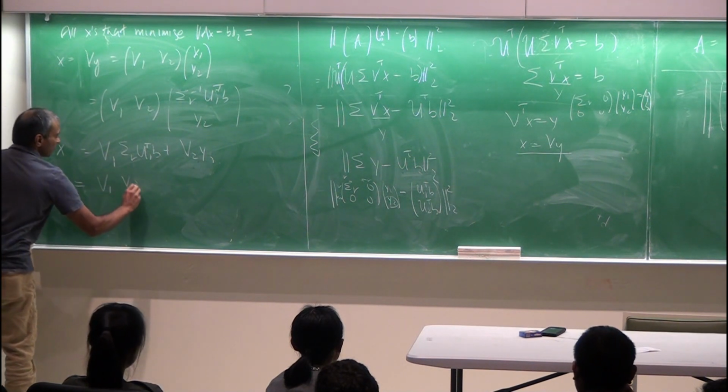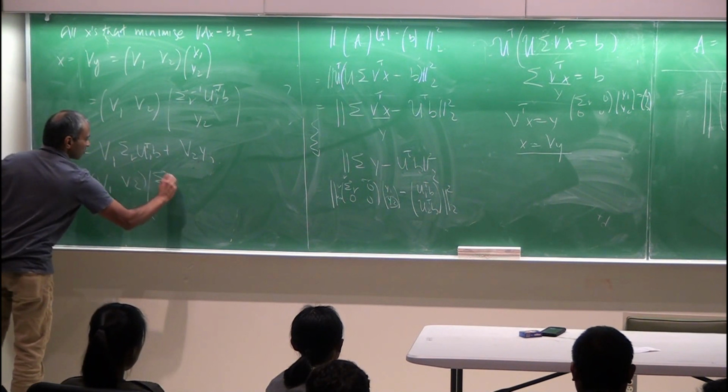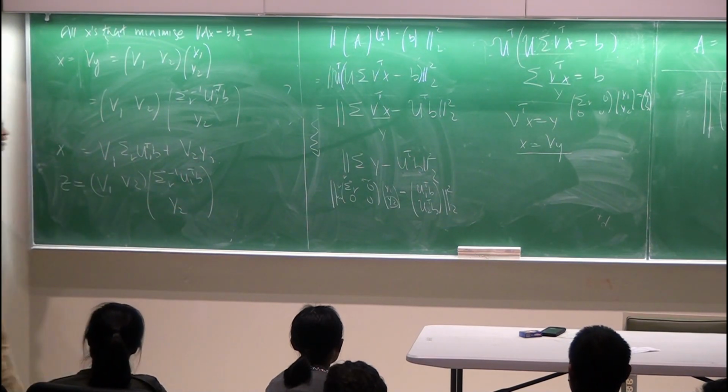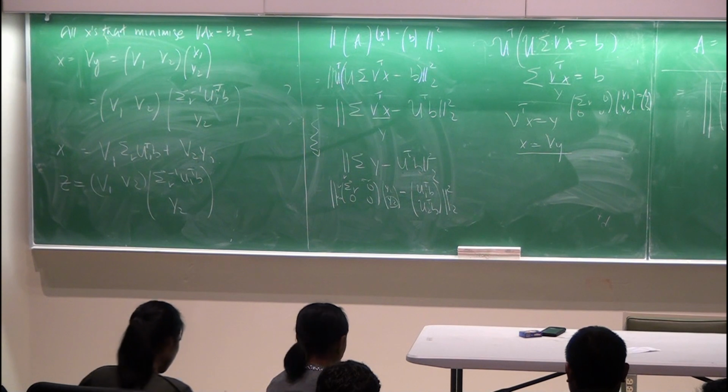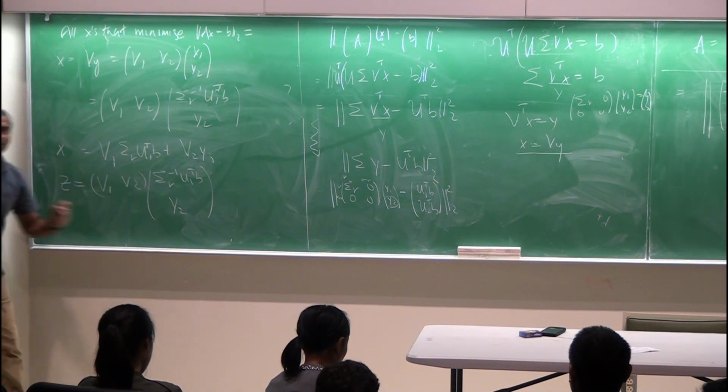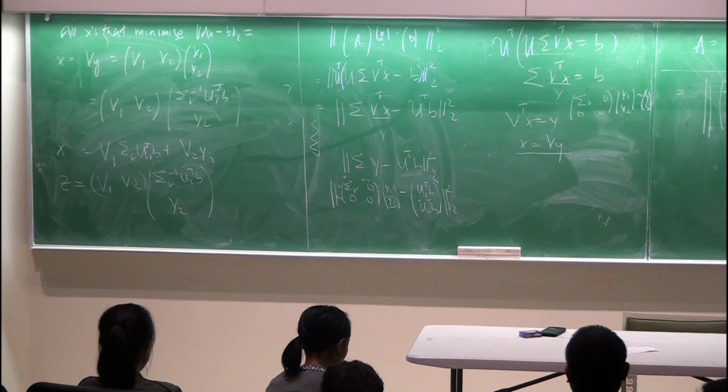So it's of the form V1, V2, times Sigma_r inverse U1 transpose b, y2, right? This is all my z's. So these are all the least square solutions. So if this set is empty, then there are no free variables. There's only one solution in the set, and that's normally called the least square solution.